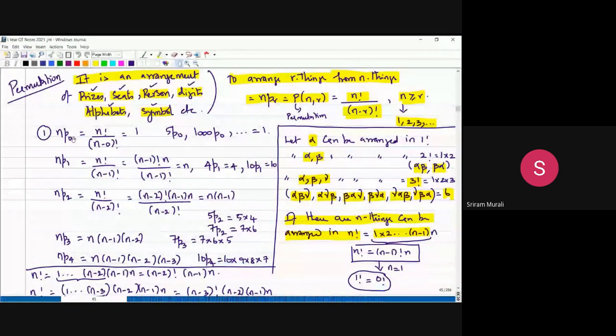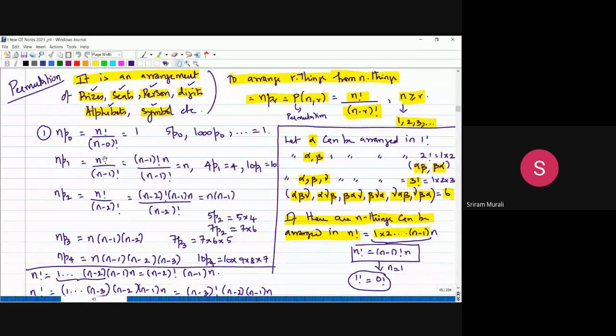nP0, you just take r equal to 0 here. If r is 0, nP0 will be n factorial by n minus 0 factorial. So n factorial gets cancelled, and nP0 is 1. It is not only for nP0. If it is 5P0, 1000P0, 7P0, it is always equal to 1.